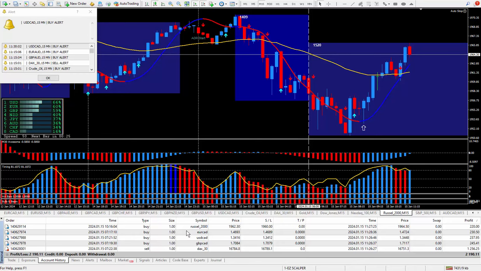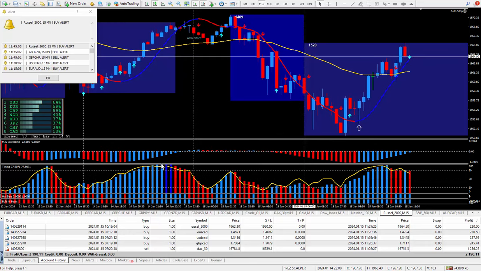I'm back again today with another five trades. Today's date is January the 15th and I'm using my Easy Scalper trading system. The Easy Scalper has two excellent scalping indicators. The first one is the Easy Scalper, this moving average, and then the other one is the Super Signal indicator. That's the one with the arrows.